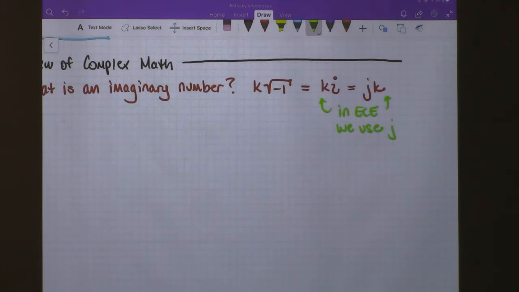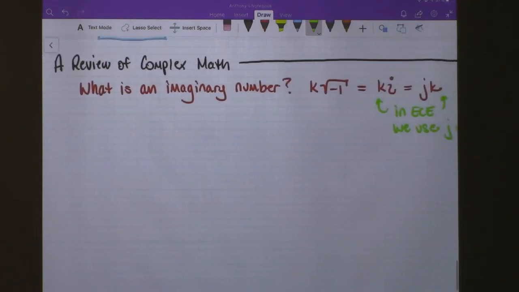Because i is used to represent current in pretty much all engineering, especially in electrical engineering, they replace i with j. So for imaginary numbers, j equals the square root of -1, and we won't be using i at all. i will stay current. So j equals the square root of -1. Okay, next question.